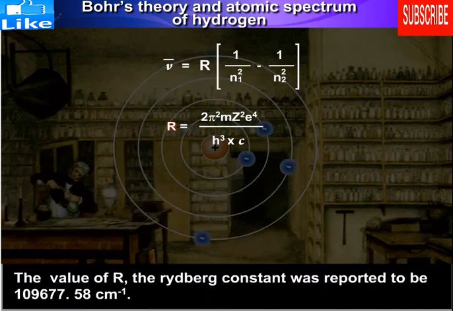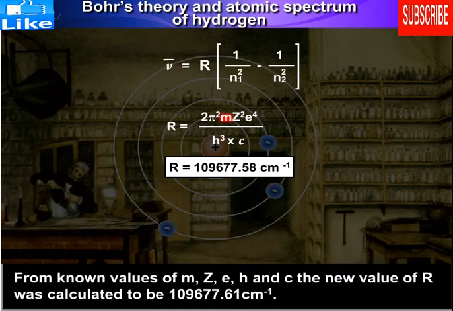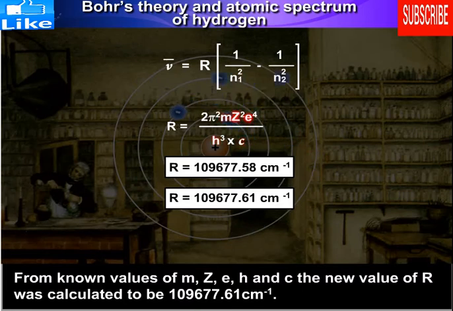The value of R, the Rydberg constant, was reported to be 109,677.58 per centimeter. From known values of m, z, e, h and c, the new value of R was calculated to be 109,677.61 per centimeter. This is the greatest achievement of Bohr's theory.